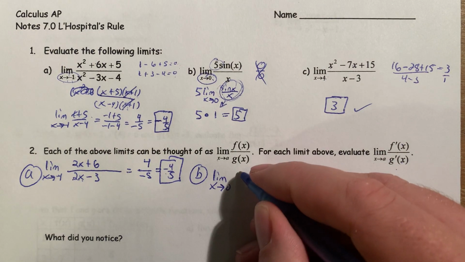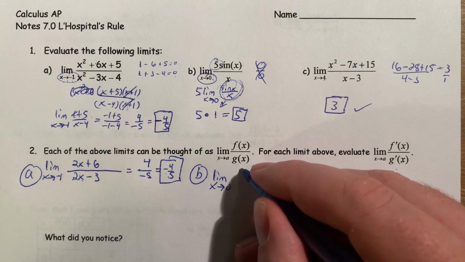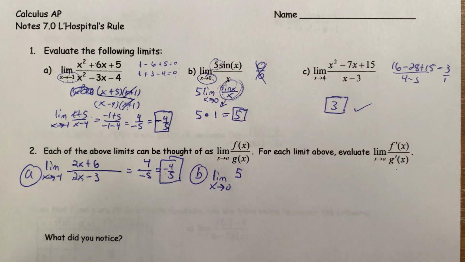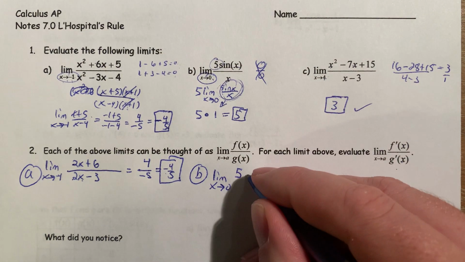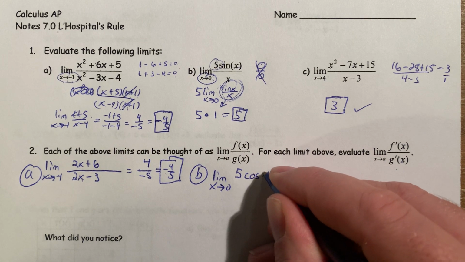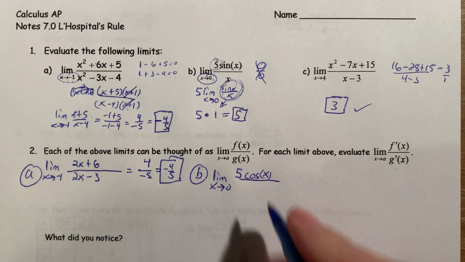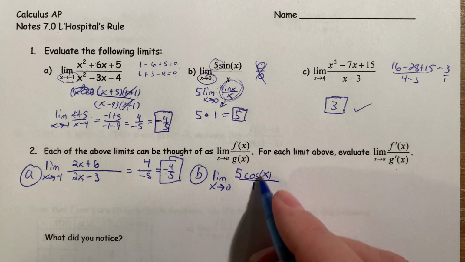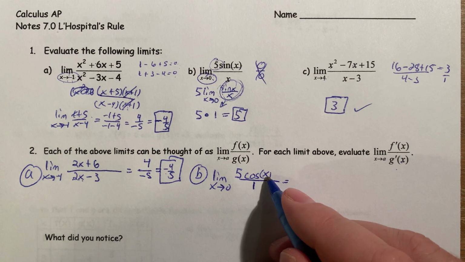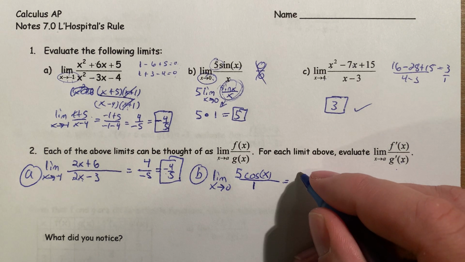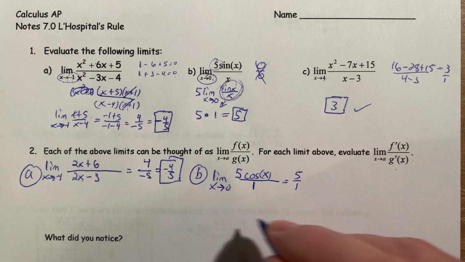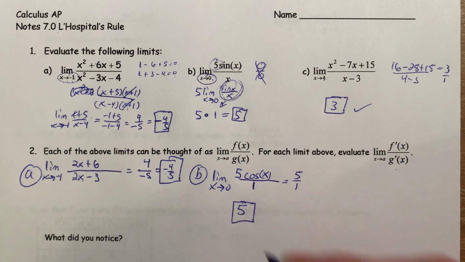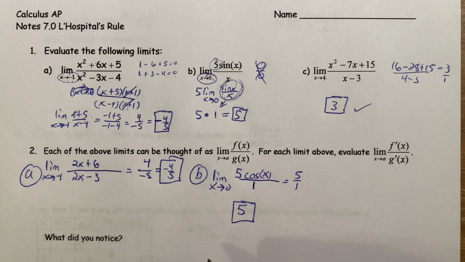Limit as x goes to 0 of the derivative of the top. The constant multiplier is going to stay. The derivative of sine is cosine, and the derivative of x is just 1. And now we can do direct substitution. Cosine of 0 is 1, and 5 times 1 is 5. So 5 divided by 1 is 5. Great. Cool, cool, cool. Hopefully we are noticing something so far.